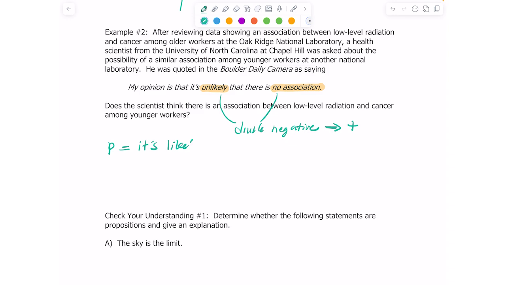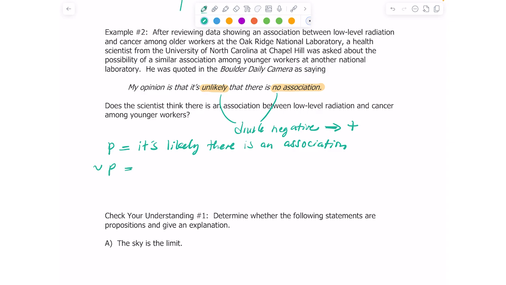Now notice I made it positive, right? Because my original statement says it's unlikely there's no association. Anytime you write out your original statement, you always want to make it positive. Okay, now this is where the tilde comes in. So now I've got, okay, how would I negate that?